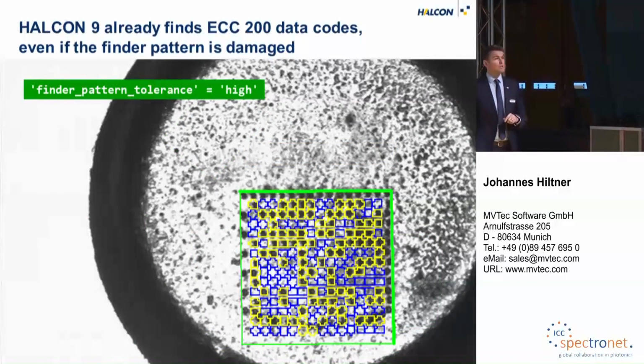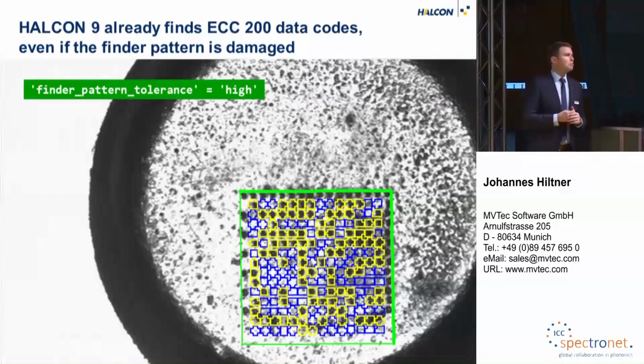And since HALCON version 9, which is now already 6 years ago, 8 years ago already, we are able to even read ECC 200 codes which have a damaged finder pattern. And damaged finder pattern means, for example, this lower border, this changing finder pattern. And so finding these ECC 200 codes has been introduced many years ago.